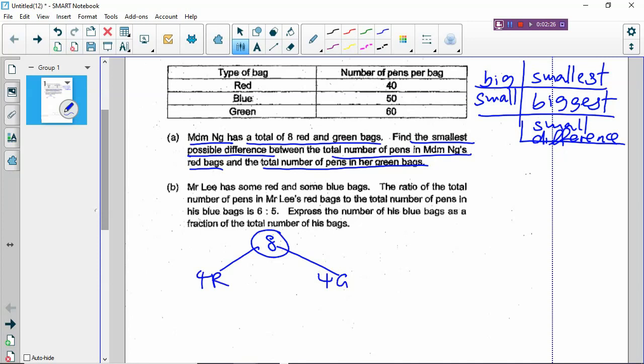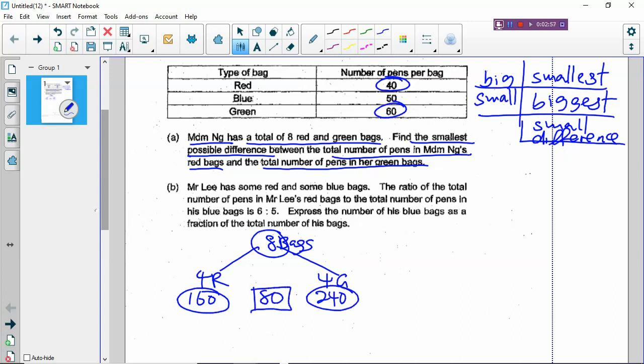So I will have 4 red bags and 4 green bags. If there are 4 red bags, how many pens are in the red bags? You take 4 times 40, so you will get 160 red pens. And if there are 4 green bags, that will be 4 times 60, which is 240. So what's the difference? 240 minus 160. The difference will be 80. So I'm going to put down 80. This is the difference.